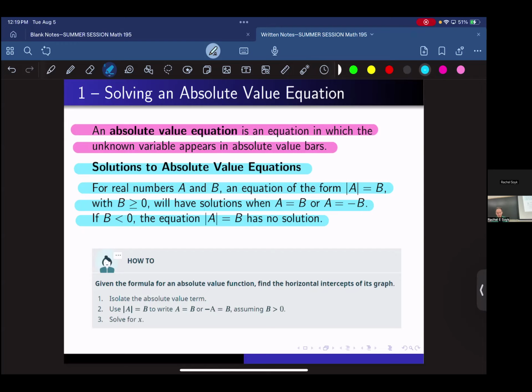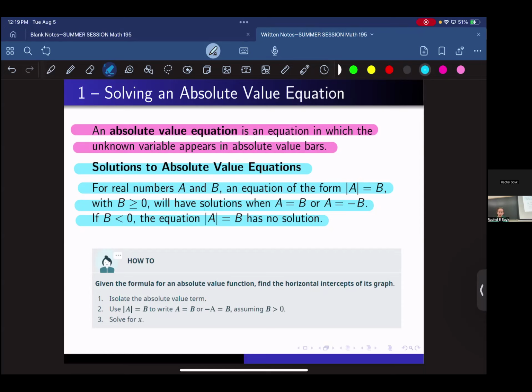Real number, say the equation of form absolute value of A equals B with B greater or equal 0 would have solutions when A equals B or A equals negative B. If B is less than 0, then the equation absolute value of A equals B has no solution.